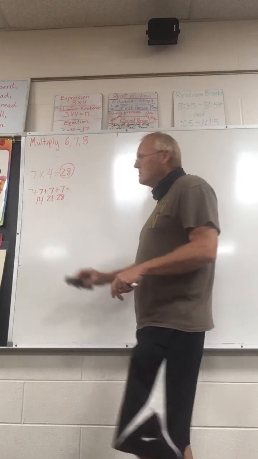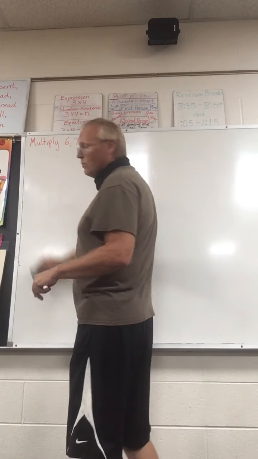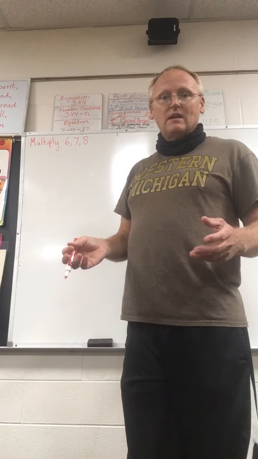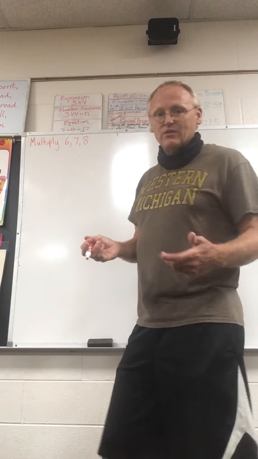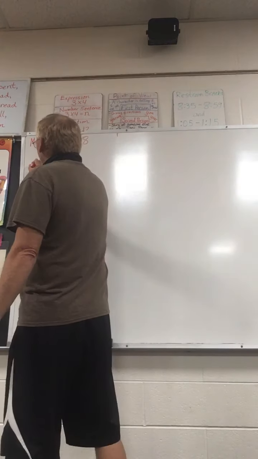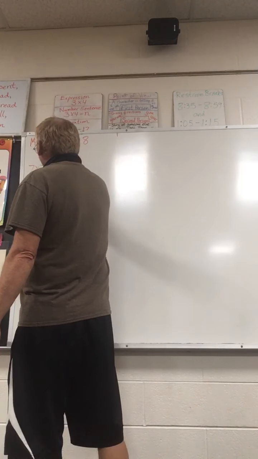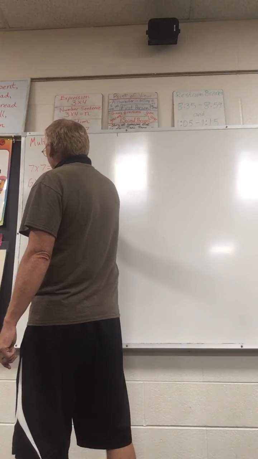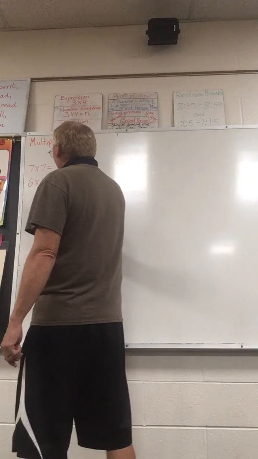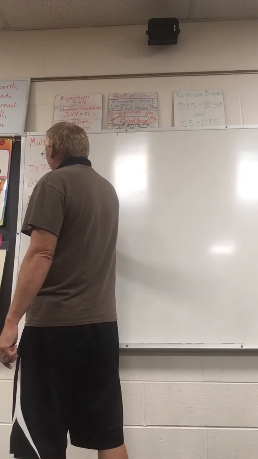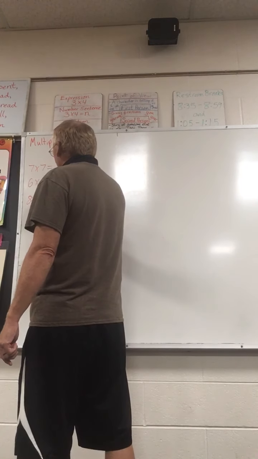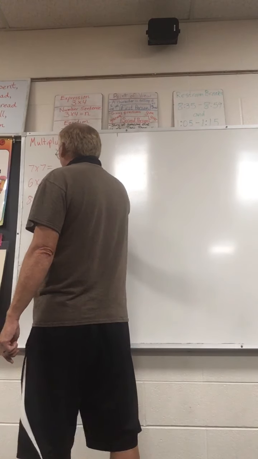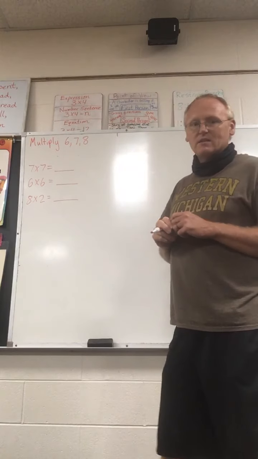So I'm going to write down a few problems. You'll want to click pause and try to figure them out, whichever way works best for you, and then click play, and then you'll get to see the answers. So let's try 7 times 7 equals, let's try 6 times 6 equals, and let's try 8 times, let's go with 2. So click pause.